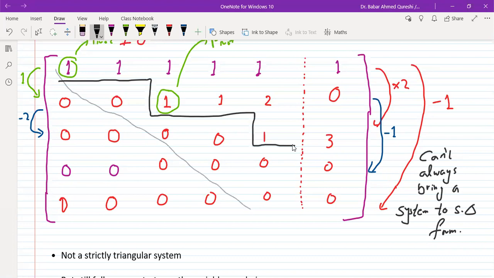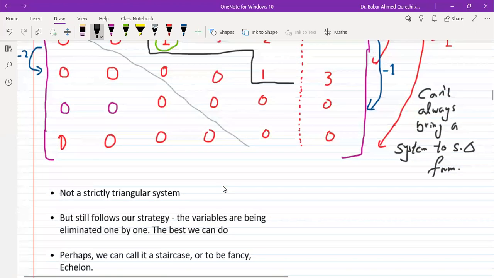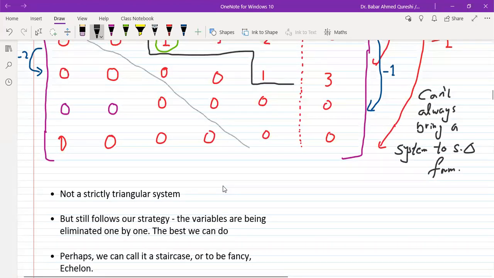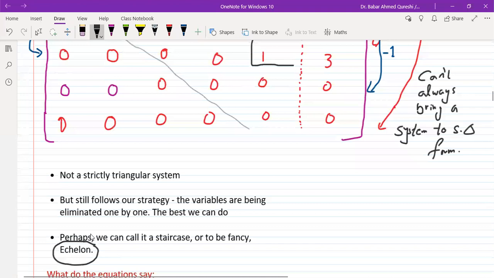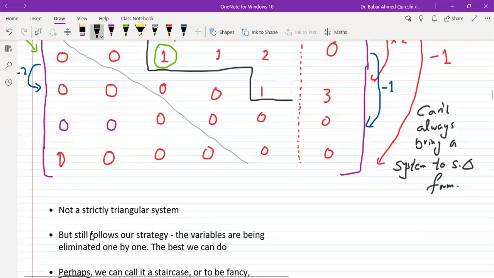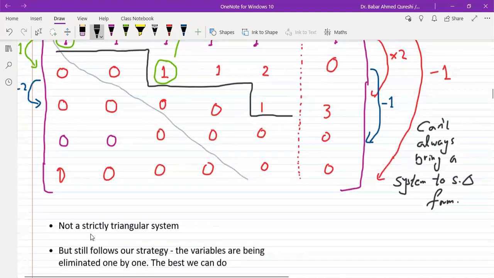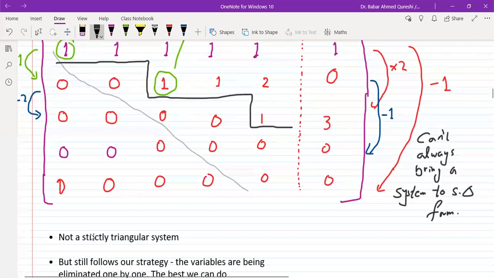And so let's just call it staircase, but still, since we want to be fancy studying maths, so we call it something like echelon. Echelon just means staircase. And it follows our main strategy. Our strategy is that we are going to eliminate the variables one by one. And this is the best we can do in this case.